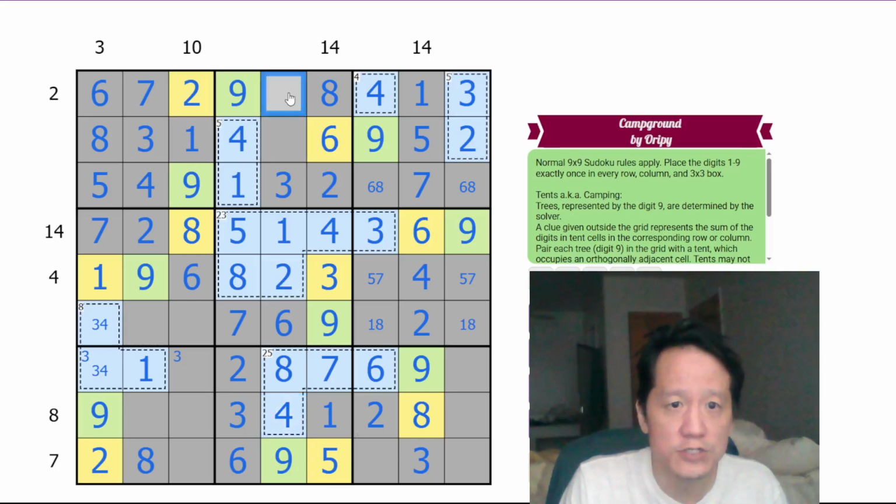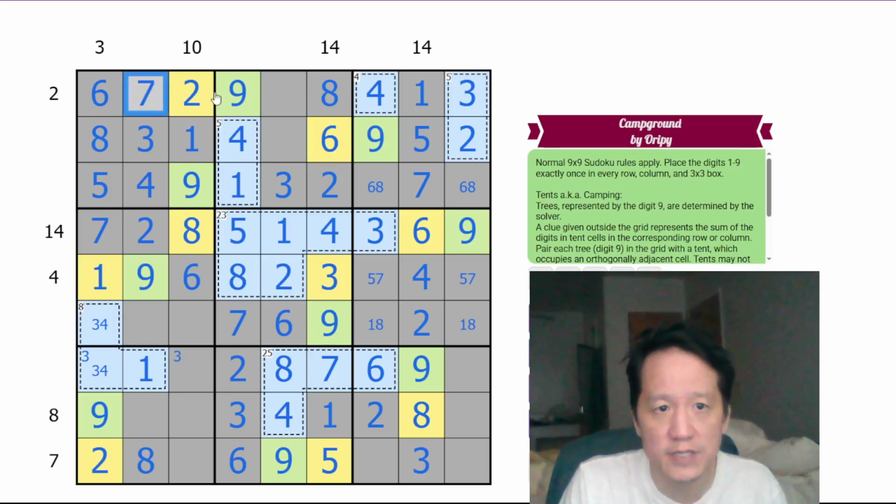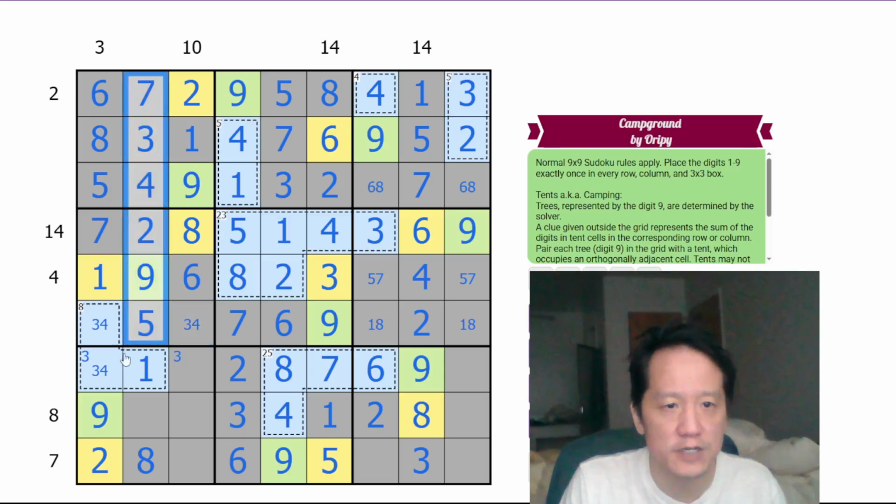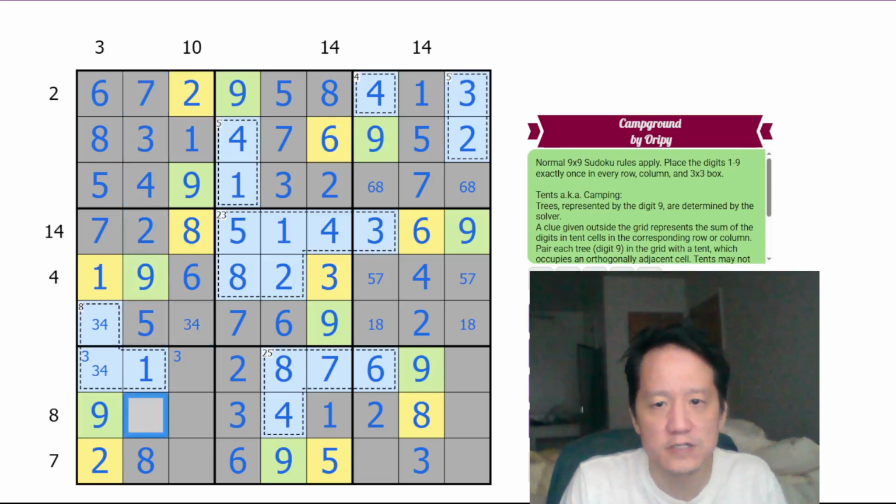The remaining two digits in column 5 are 5 and 7, but this can't be 7, so this is a 5 and this is a 7. Remaining digits in row 6 have to be 3, 4, and 5, but this can't be 3 or 4 because of this 3, 4, so this must be 5. This then is a 3, 4. Remaining digit here is a 6 in column 2.